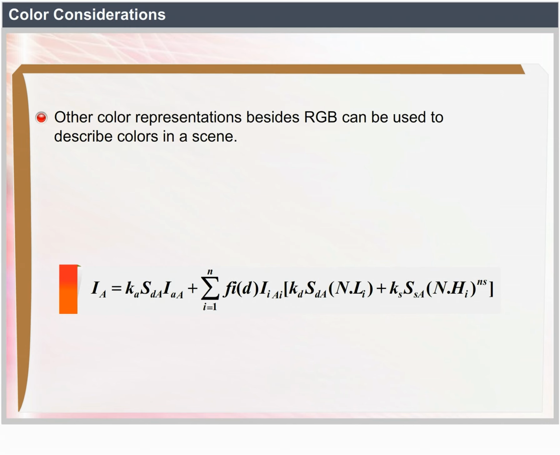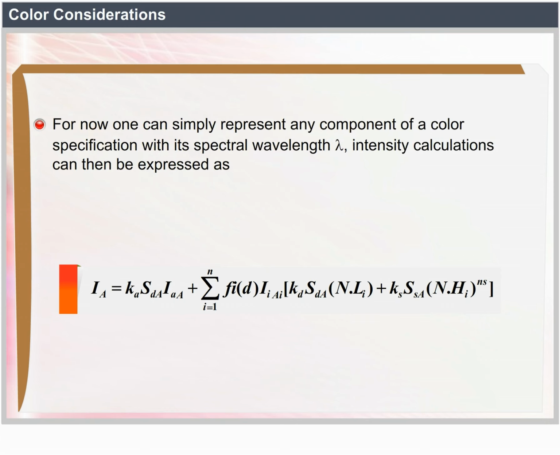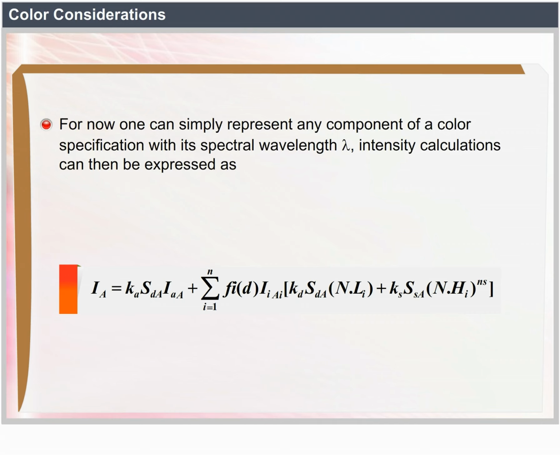Other color representations besides RGB can be used to describe colors in a scene. For now, we can simply represent any component of a color specification with its spectral wavelength lambda. Intensity calculations can then be expressed as per the equation shown on screen.